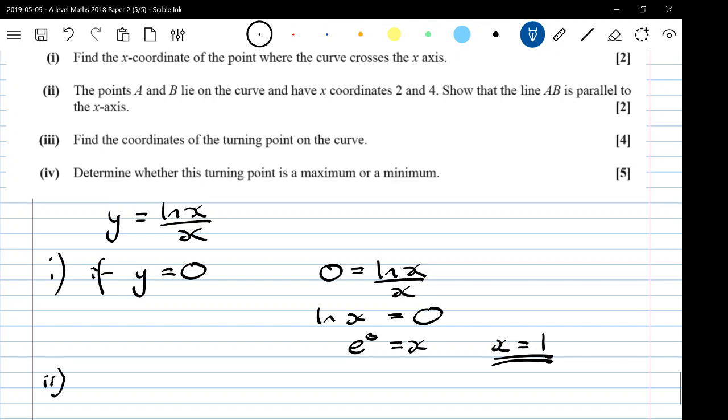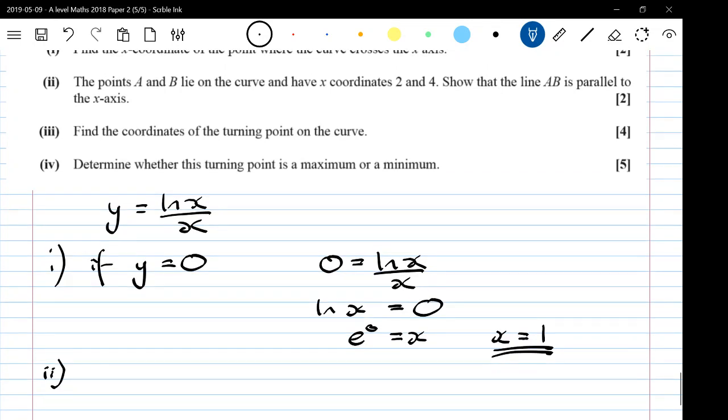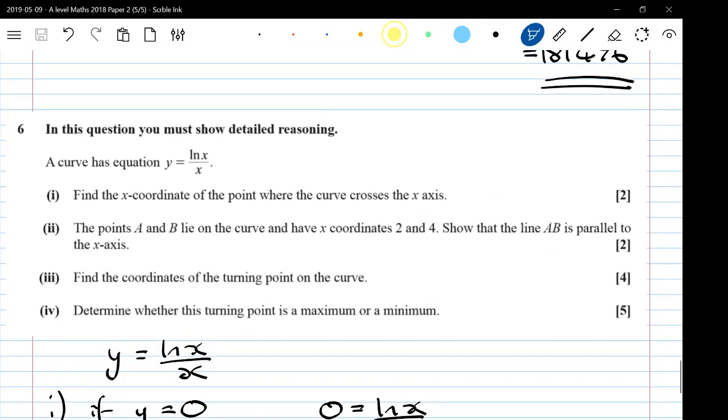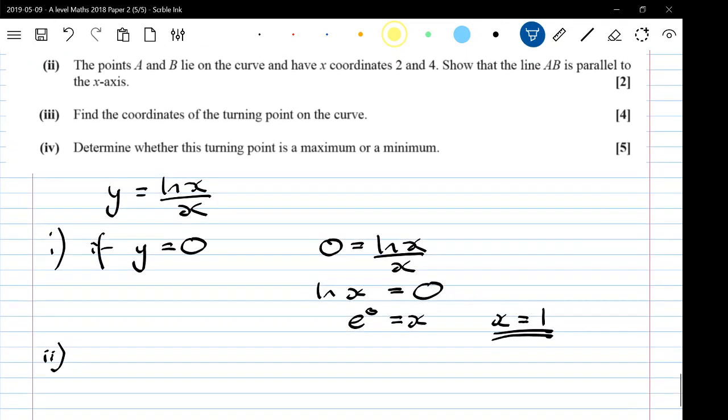Part 2. The points A and B lie on the curve and have x coordinates 2 and 4. Show that the line AB is parallel to the x-axis. I do want to point out, we should have highlighted it at the very start, but there it is. In this question, you must show detailed reasoning. And this is where we're going to get stung a little bit by this. So the curve has x coordinates 2 and 4.